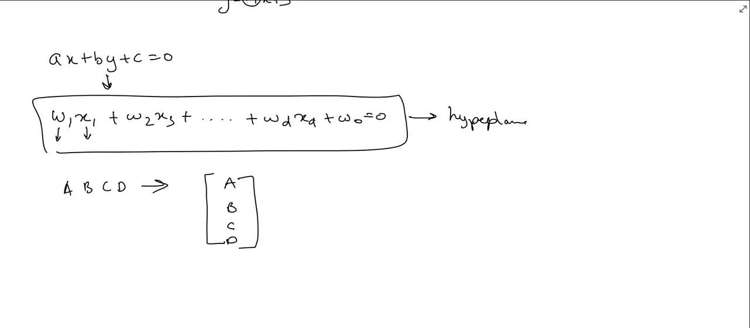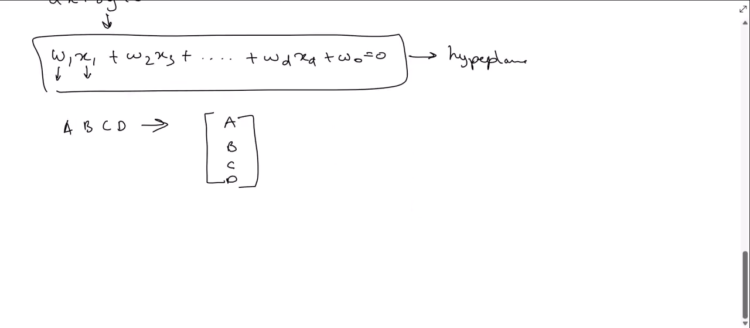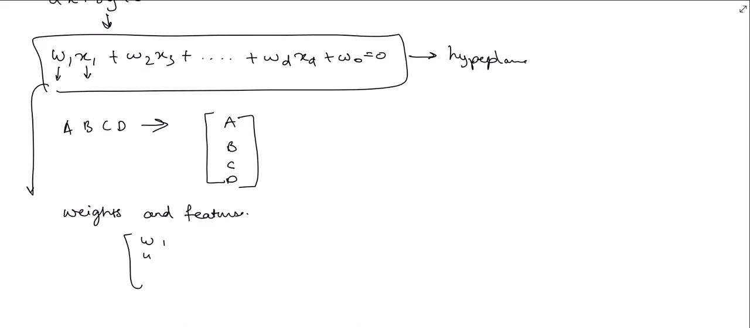Okay. So in our equation of the hyperplane, we have 2 vectors, right? Our weights and features. So if you want to represent both, we can write something like w1, w2, w3, and here it will be x1, x2, and x3. So n cross 1 and n cross 1. You can represent it something like this.